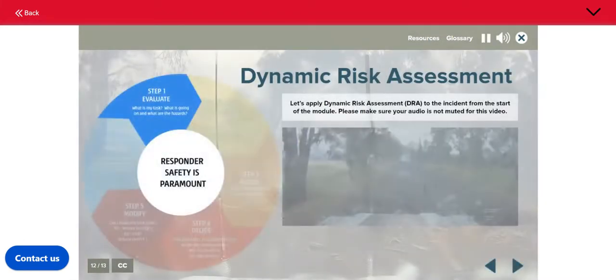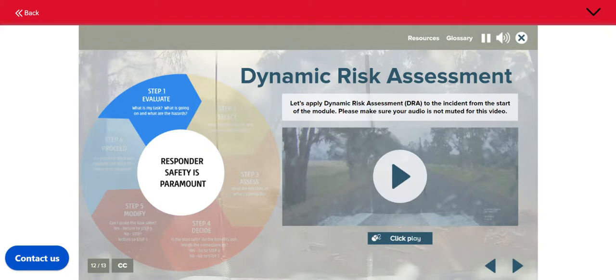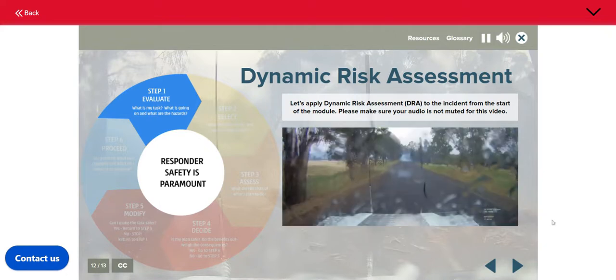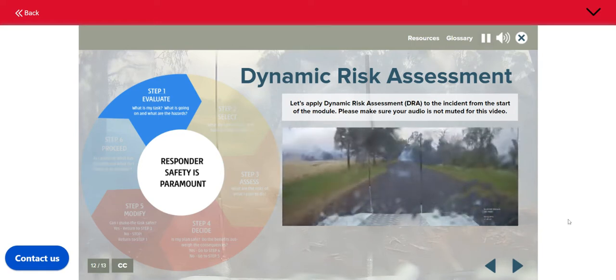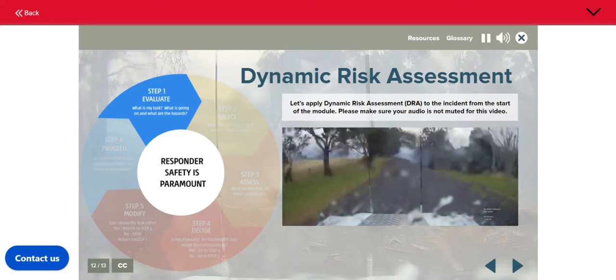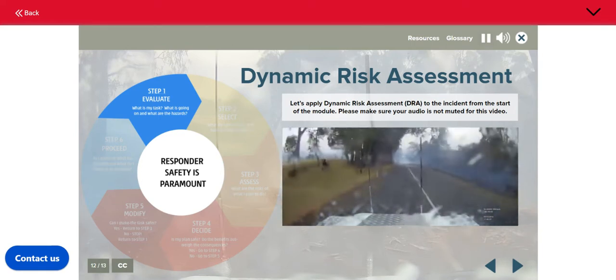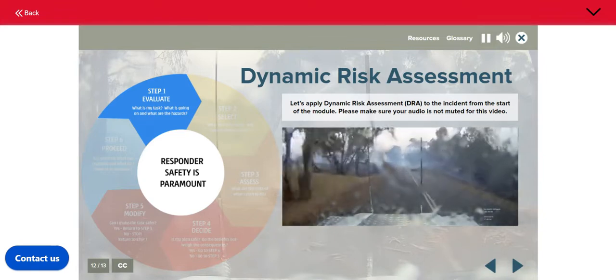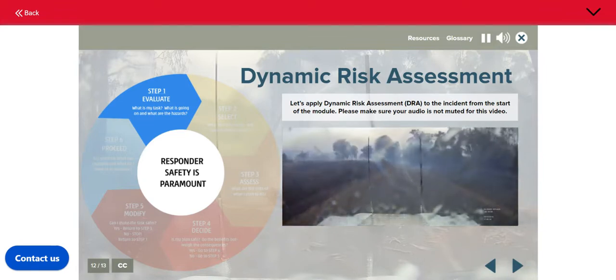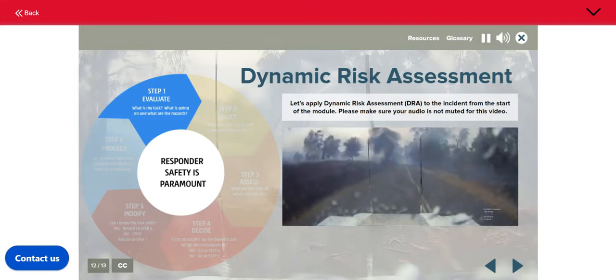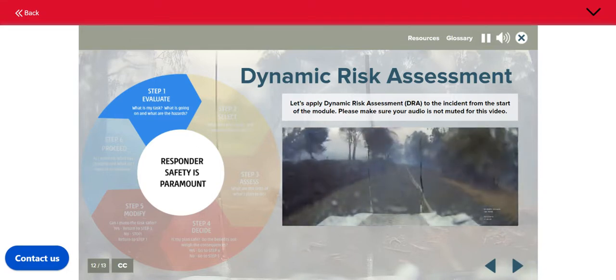Let's apply Dynamic Risk Assessment, DRA, to the incident from the start of the module. Please make sure your audio is not muted for this video. Let's revisit the video we saw at the beginning of this module, but this time apply Dynamic Risk Assessment to the situation. What risks can you see as the truck drives down the road? And what decisions would you make to ensure the safety of those on board?